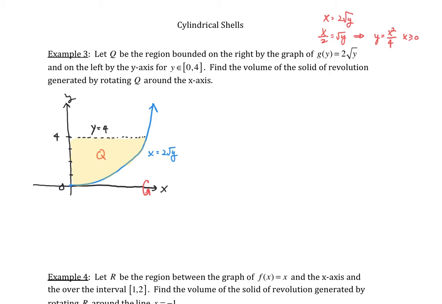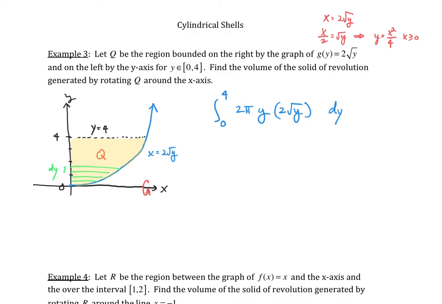So because we are using the shell method, we're going to chop up parallel to the axis of rotation. This means that our little bit of thickness here lies on the y-axis. It's a dy type thing. So when I set up my integral, it's going to be a dy style integral. The smallest y can be is 0. The biggest y can be is 4. The circumference of our circle is going to be 2 pi r. In this case, our r is being played by y. And the height of the cylinder is going to be given by the function value, and that's going to be 2 times the square root of y. Okay.